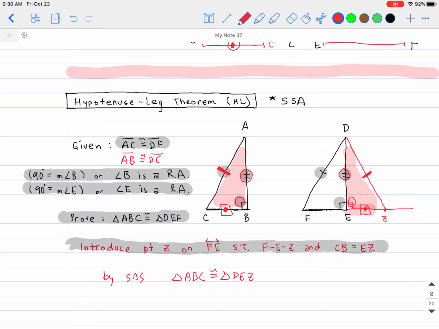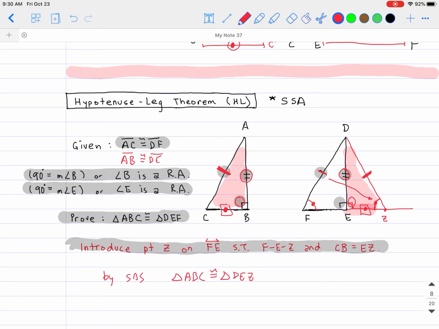Because AC is marked right here, then DZ should also have the same mark because of corresponding parts. And look what happened. This mark DZ is the same thing as DF from the very beginning, because it was given that AC is congruent to DF. Well, what I have in DFZ is two triangles. Let's not look at DFE and DEZ as two triangles, but rather one big isosceles triangle. And if that's the case, then their opposite angles are going to be congruent to each other.